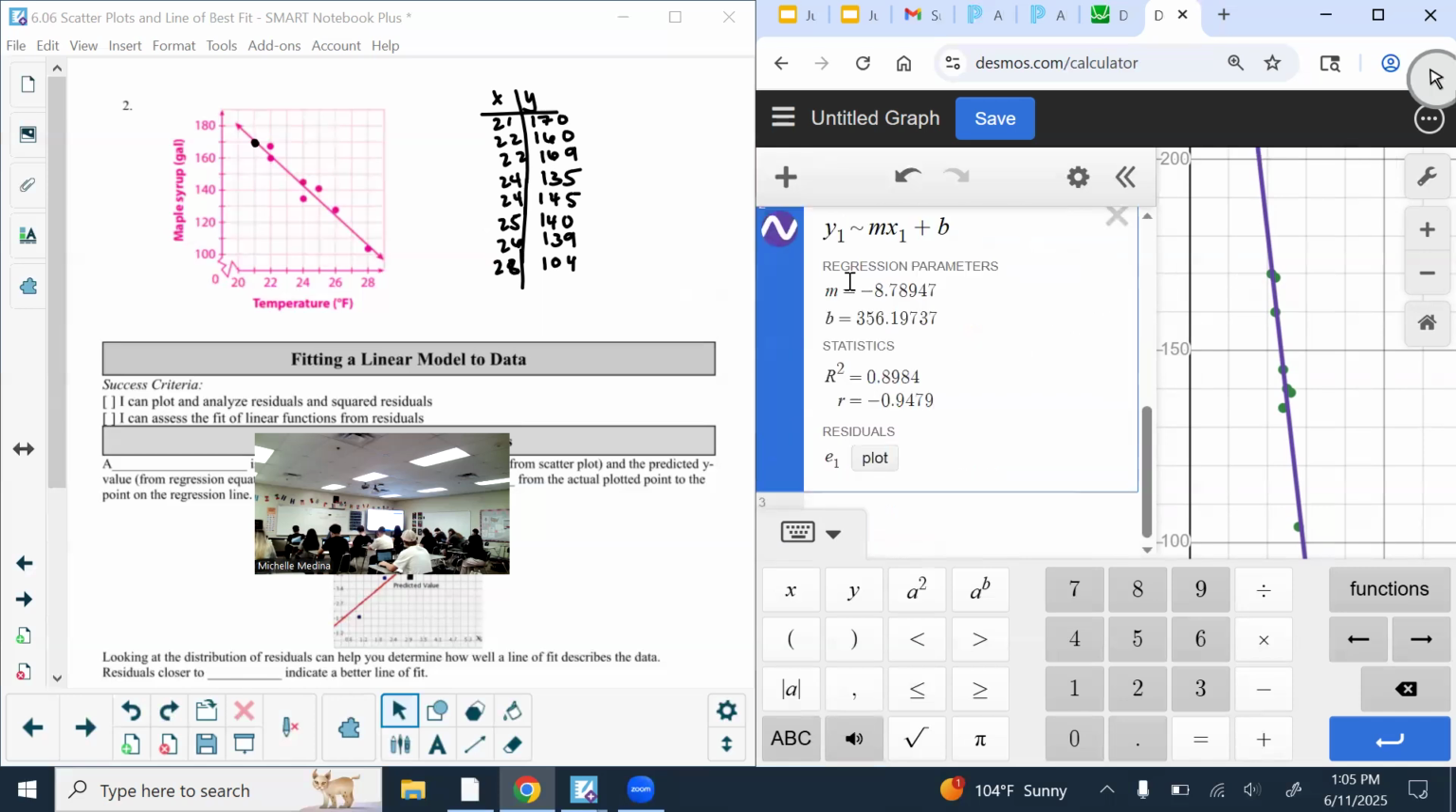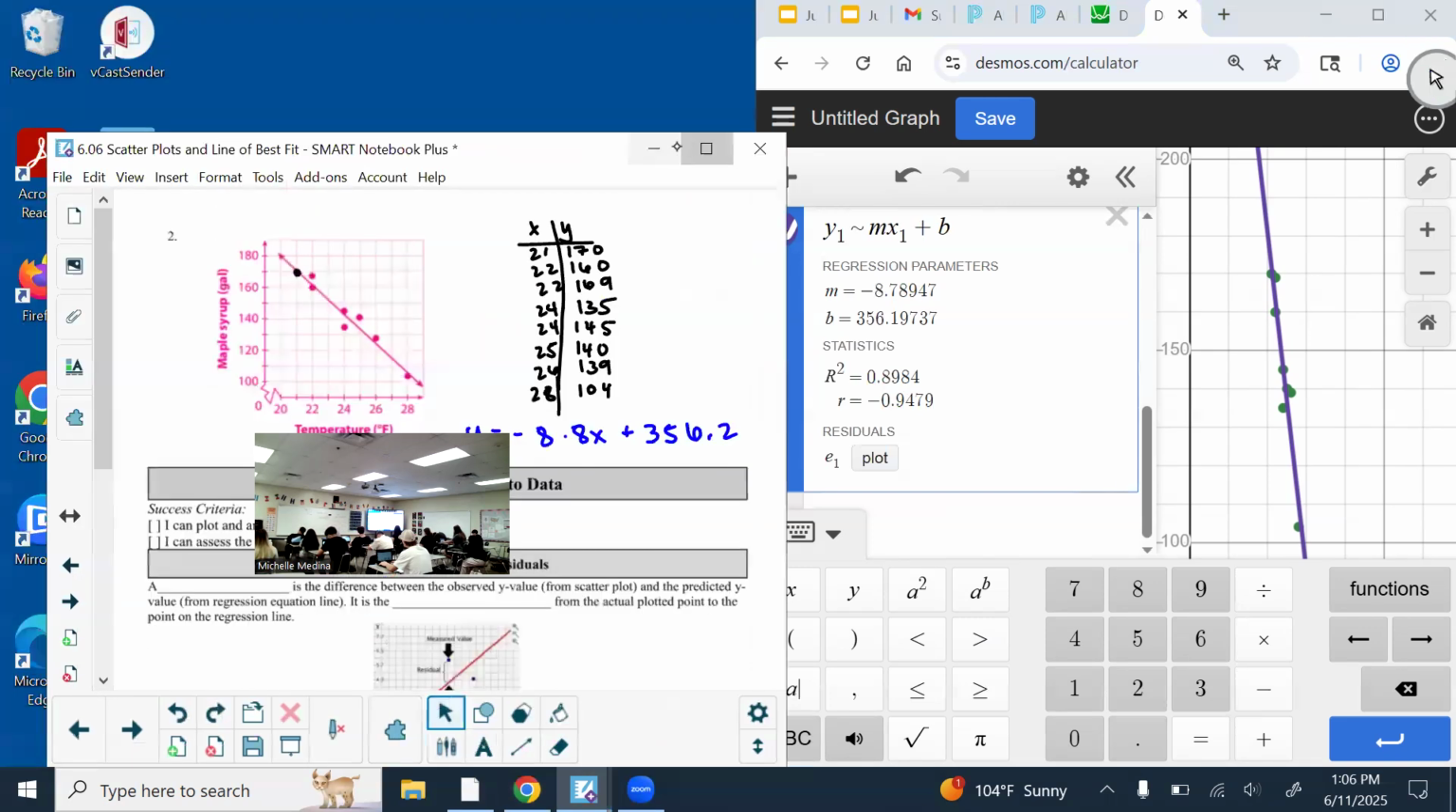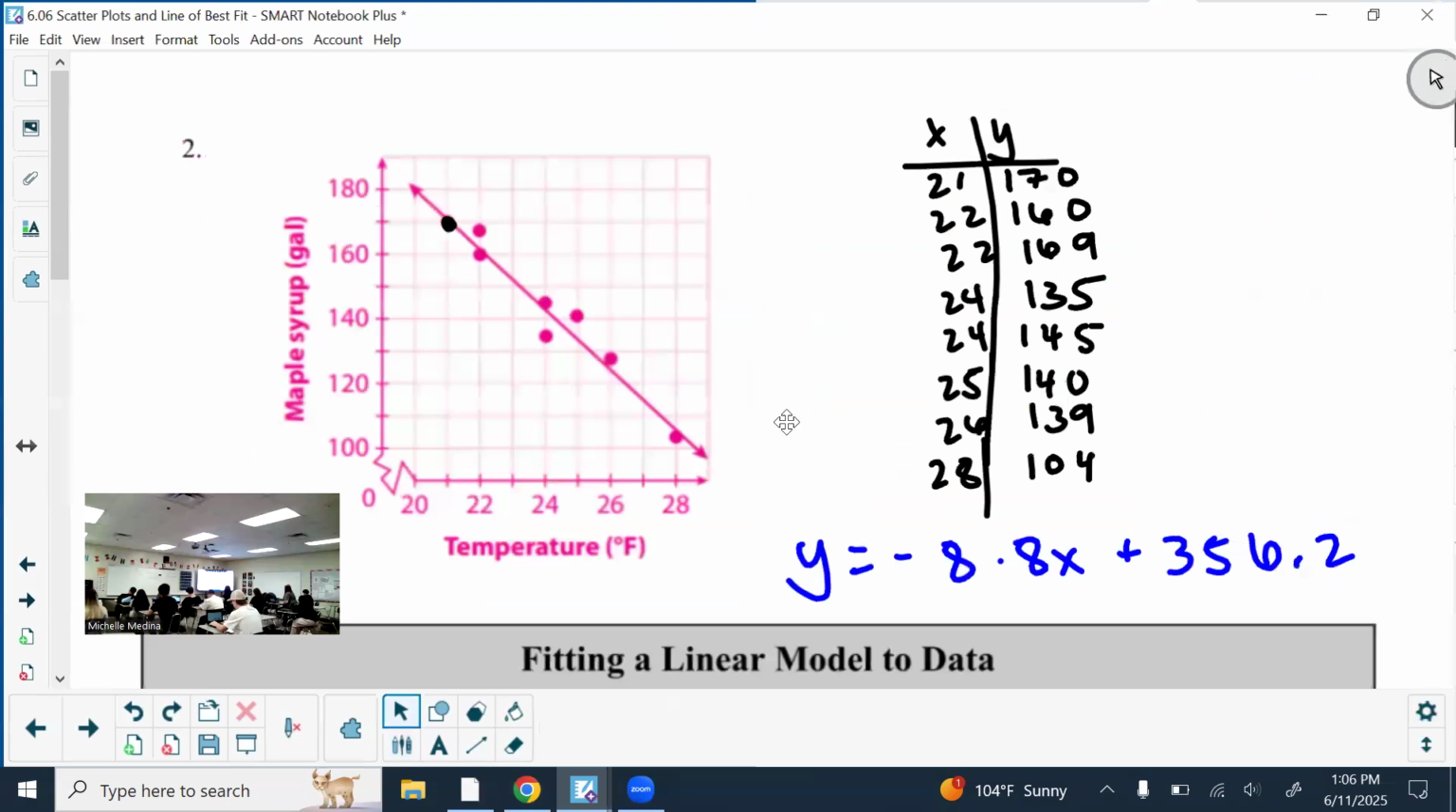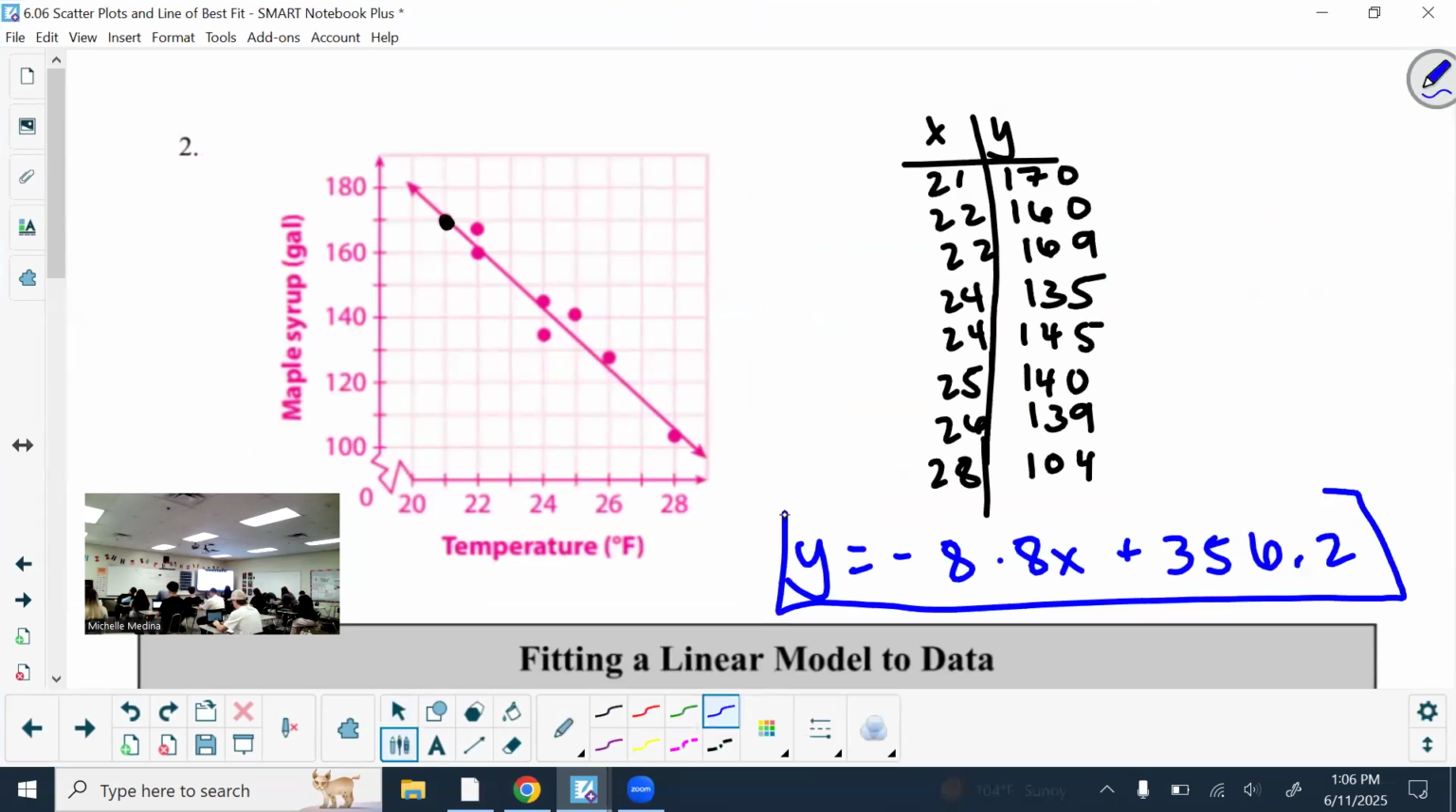Okay. So then it brings up all these statistics, including an estimation for the slope and the y-intercept. So if I was just using technology from the beginning, which will always give me the best fit line, then my model would be around negative 8.8 for the slope and near 356.2 for the y-intercept. Now, if it's a multiple choice test, I might not see this answer.